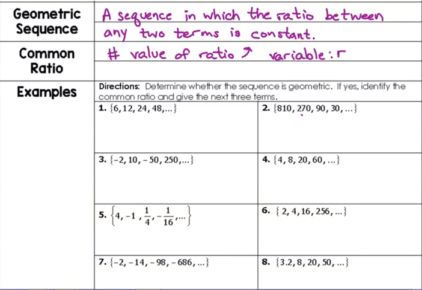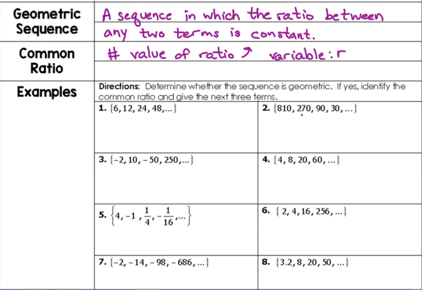Okay, so it's a sequence in which the ratio between any two terms is constant. So when you divide one term by the previous term, you get the same result every time. Now, we may need to do that a little bit more than we did with the arithmetic. Arithmetic, it's a little bit more obvious when you're adding and subtracting. Multiplying, dividing sometimes can be a little fuzzy. So let's look at these examples.